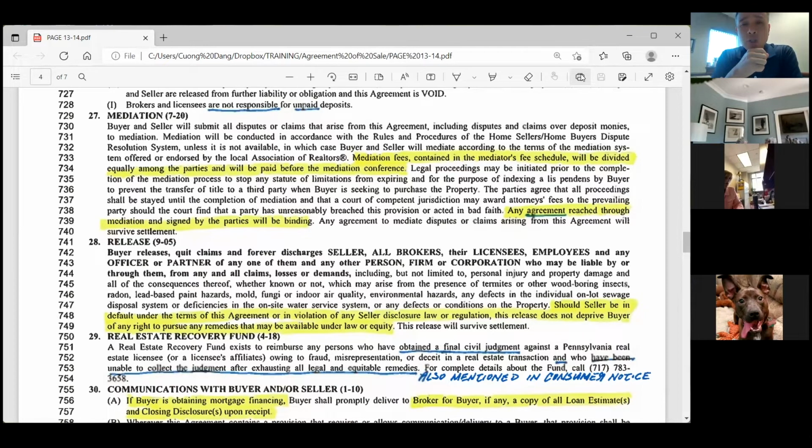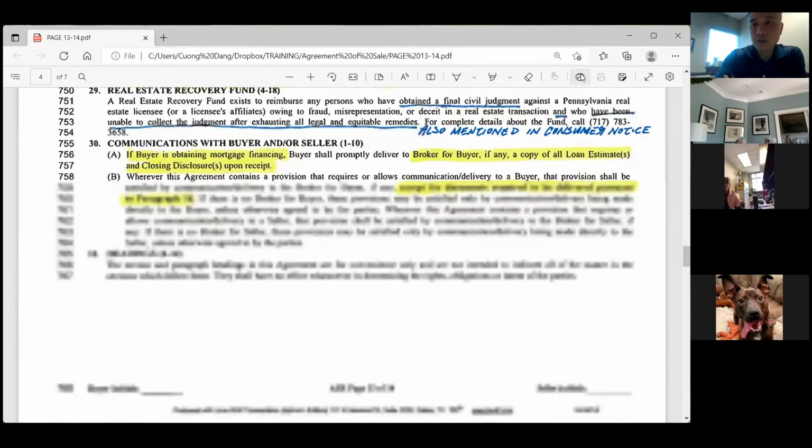Any agreement reached through mediation and signed by the parties will be binding. Okay, that's important because if there is no agreement, mediation isn't a binding judgment. Okay, but if it's signed and agreed upon, then it is binding. Any agreement to mediate disputes or claims arising from this agreement will survive settlement. So one phrase in there, a lis pendens, what is that?